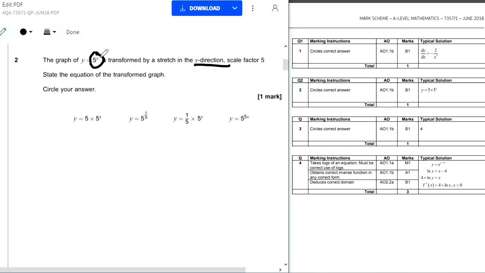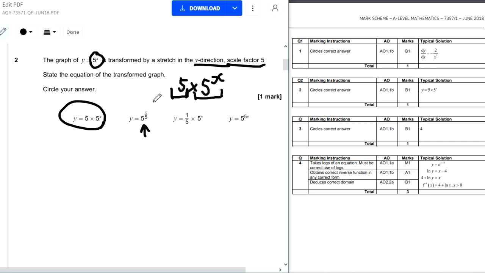You don't actually do anything to the x. And scale factor 5 just means you're stretching it by 5. So literally all you do is you times the function, which is 5 to the x, by 5, because you're doing a stretch with your scale factor, and it's in the y direction, so you just do it to the whole function as it is. So your solution is there. Looking at some of the other solutions here, this is a stretch on the x-axis by 5 because you're dividing x by 5.